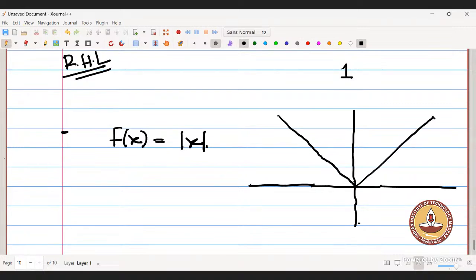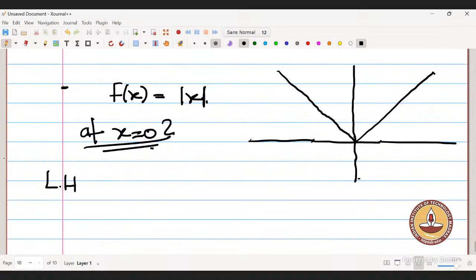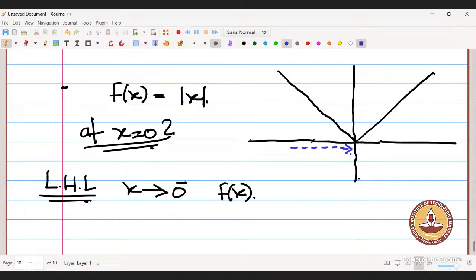Right, this is the graph. So I want to compute the limit of the function at x equal to 0. First, tell me what is the left hand limit. As x tends to 0 negative, minus infinity? How? Zero. If x is coming towards zero, f of x is also moving towards zero. Okay, so this is your left hand limit, right?